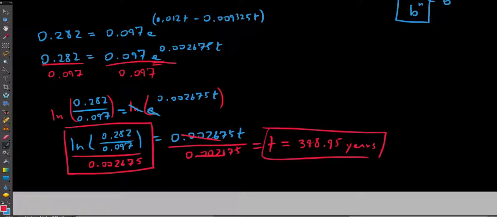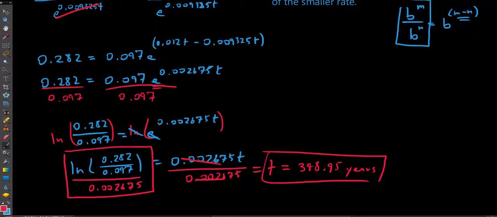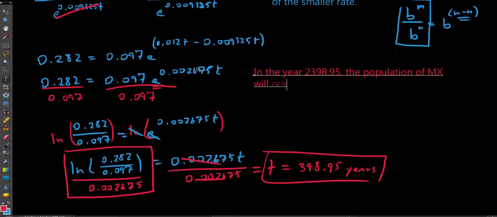And so the thing here is we wanted to answer this question, which was, in which year? Then find the year in which Mexico's population will overtake that of the United States. Well, remember that t equals 0 is representative of the year 2000. And so in order to answer this question, we would have to add 398.95 onto 2000. We would say in the year 2398.95, the population of Mexico will outgrow or overtake the population of the USA.